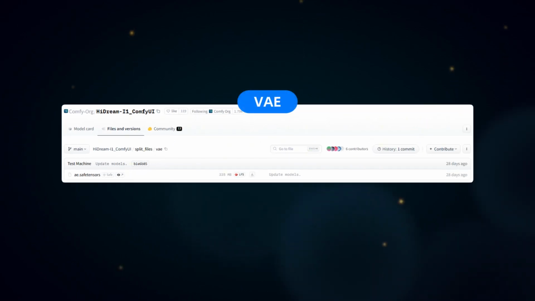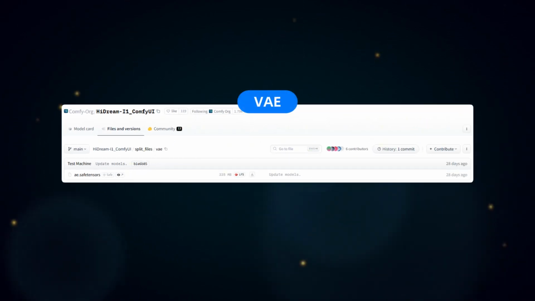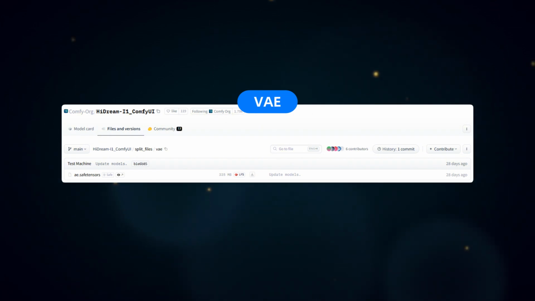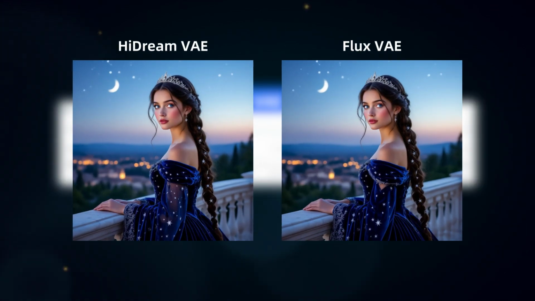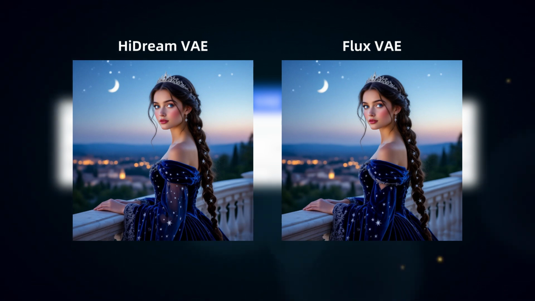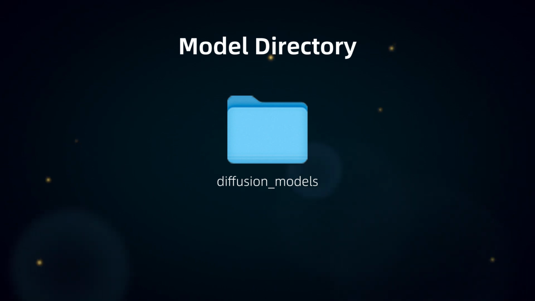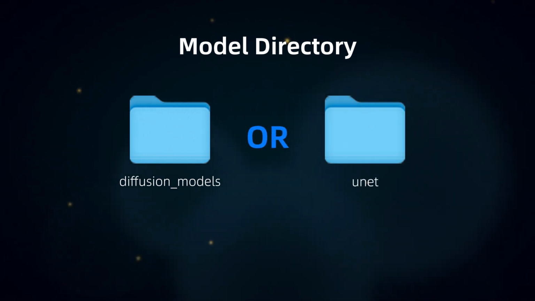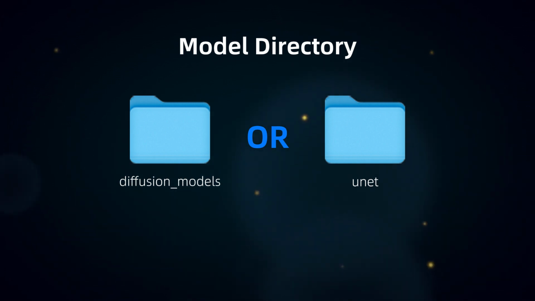The VAE files can be found in this folder, but they're the same as Flux's VAE, which most users likely already have. While HiDream officially provides its own VAE, using the Flux VAE doesn't make much of a difference. No matter which version of the model you download, you need to place it in the diffusion_models directory, although you can also place it in the unet directory.